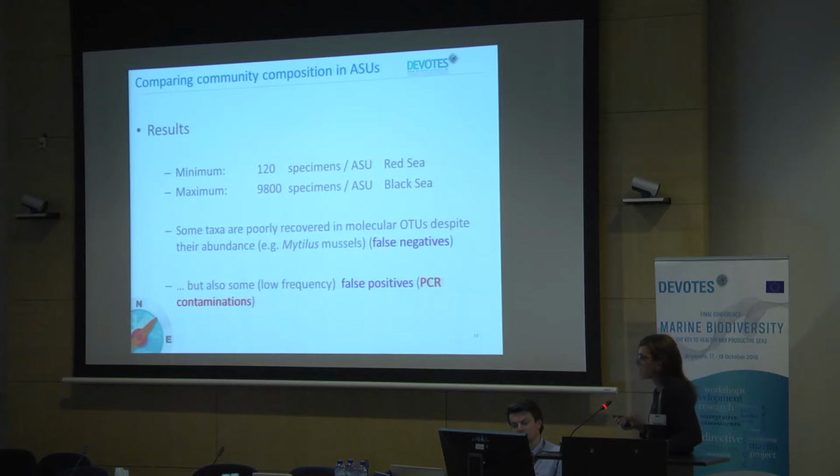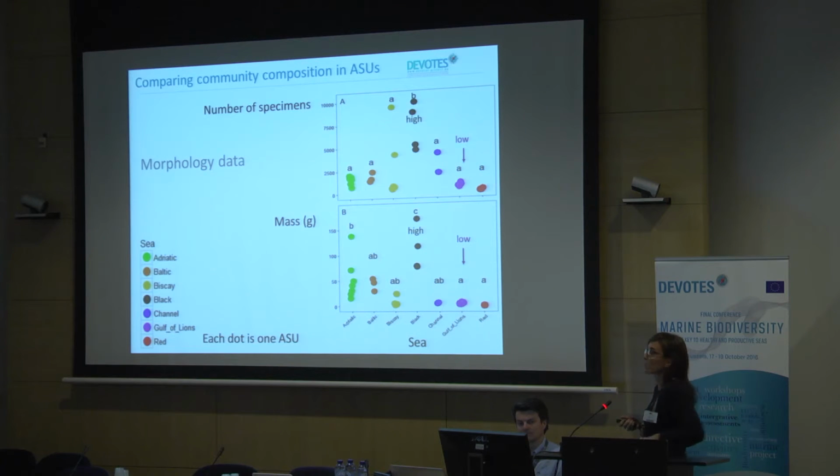So the results: we obtained a minimum of 120 specimens per ASU and a maximum of 10,000 specimens. Some taxa were poorly recovered in the molecular analysis, despite being abundant. These are false negatives, but we also had some false positives, which are PCR contaminations.